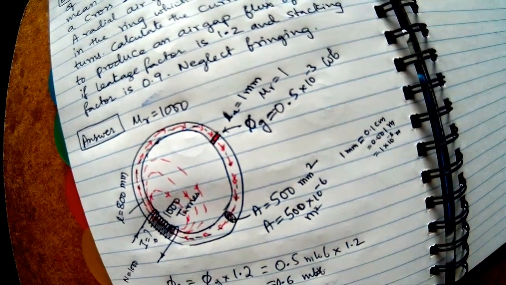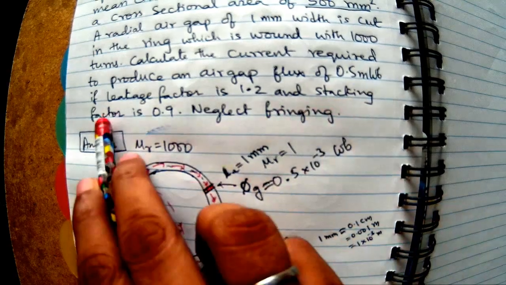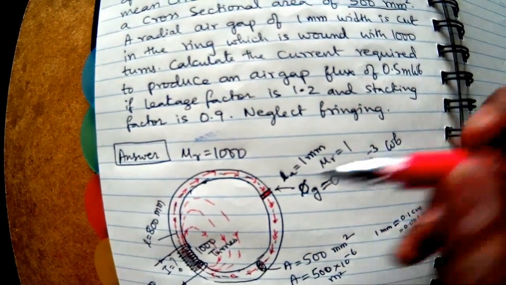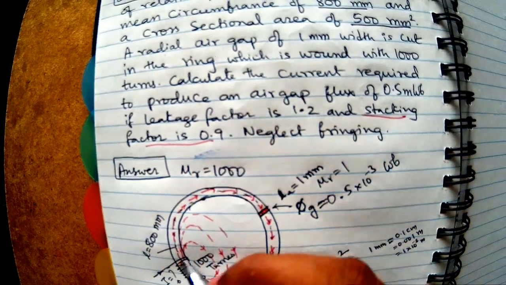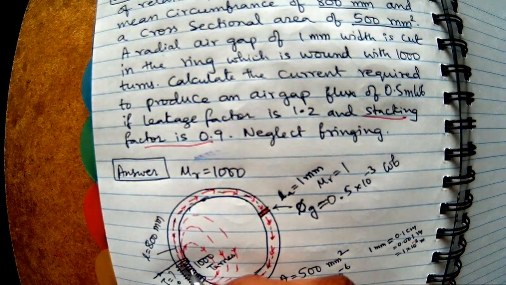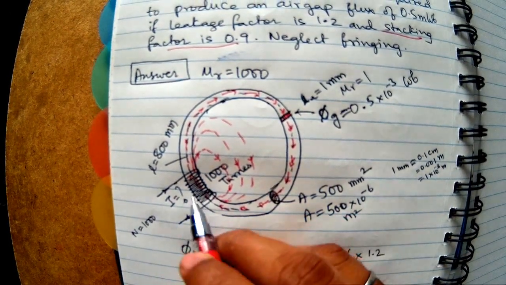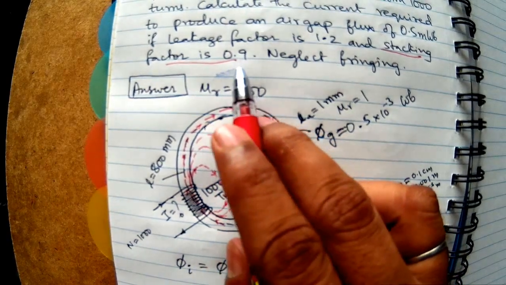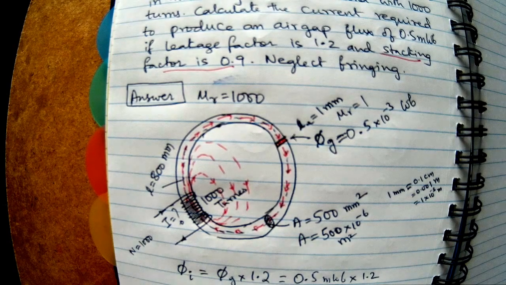So we'll make a note of it. Okay, now what else is asked? And the stacking factor is 0.9. So what is the stacking factor? This stacking factor is when you are stacking this winding onto this core, the effective cross section area will reduce. So this is reduced by 90% because the factor is 0.9. So that is the stacking factor.